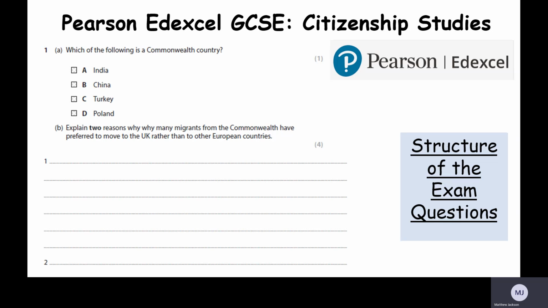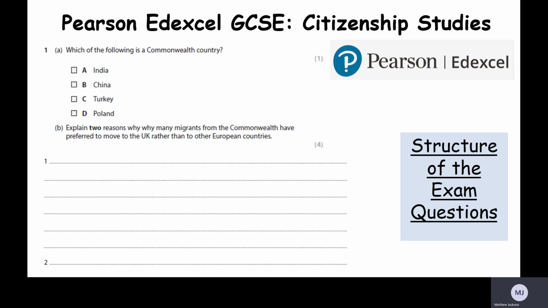So how the questions are laid out in citizenship, and there's some questions that are quite low tariff. So which of the following is a Commonwealth country, where you just put an X in the correct boxes. Whereas lots of the exam questions are point develop. So explain 2 reasons why many migrants from the Commonwealth have preferred to move to the UK rather than to other European countries. You see there's number 1 there.